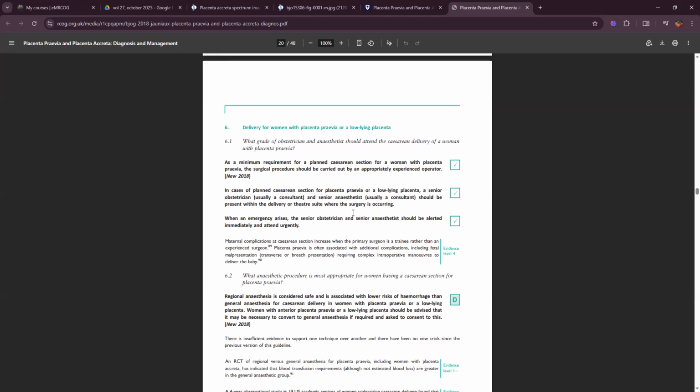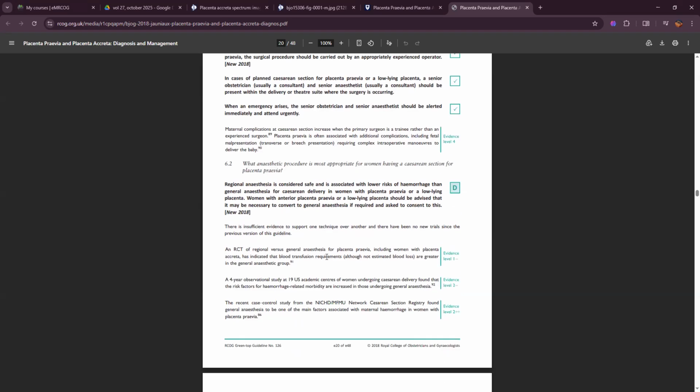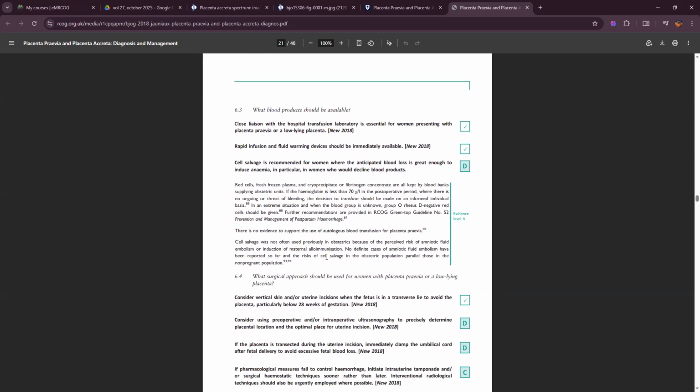Okay, so this is a very important exam question in part 2. I'm repeating myself. When an emergency arose and you were opening up, you have no idea that this is placenta previa or accreta spectrum. The first thing that you are going to do is to call a senior. You are going to declare an emergency and call a senior. This is number 1.